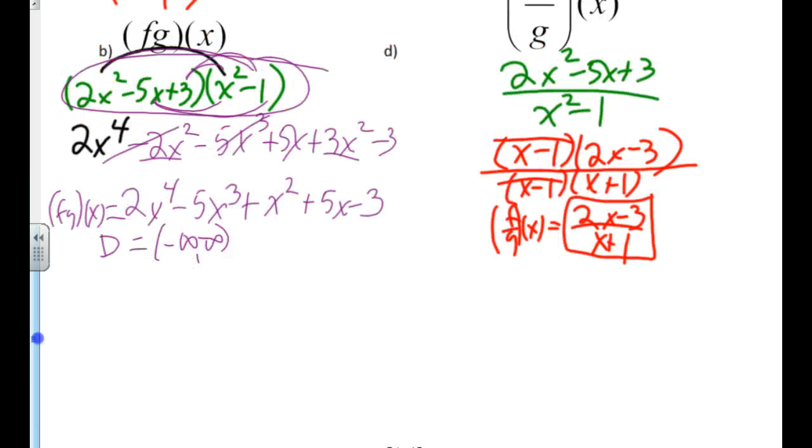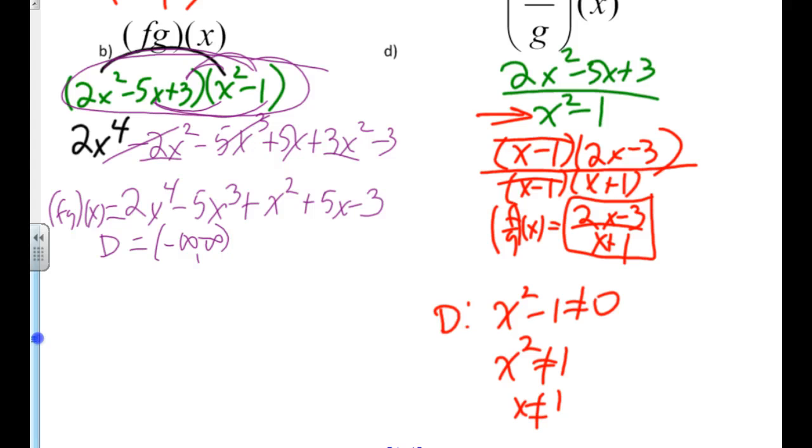What's my domain? Well, notice that my answer canceled out the x minus 1. Should I exclude 1 from the domain or not? Well, again, the number 1 rule is always use the original problem to find out the domain. So, since I have an x in the denominator, I've got to say x squared minus 1 can't equal 0. I always look at the beginning. Do not use the simplified one. If you do that, you're going to get it wrong. If you solve this, you get x squared can't equal 1, so x can't equal positive or negative 1.